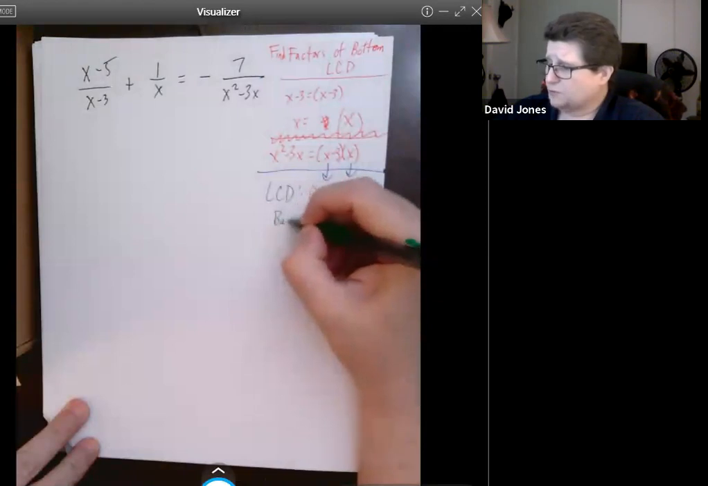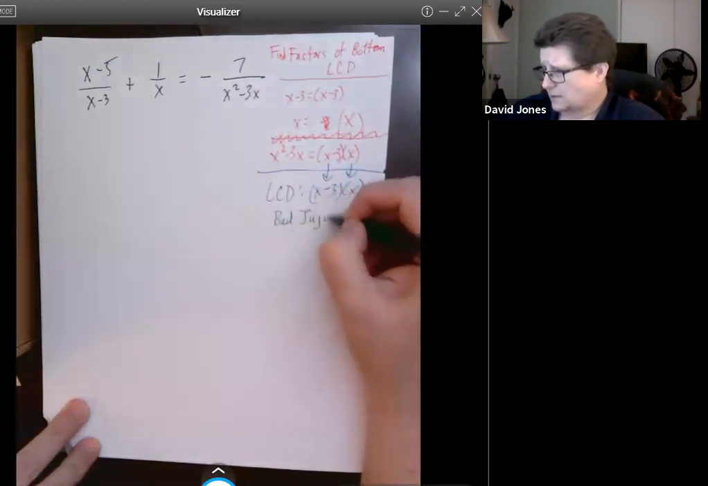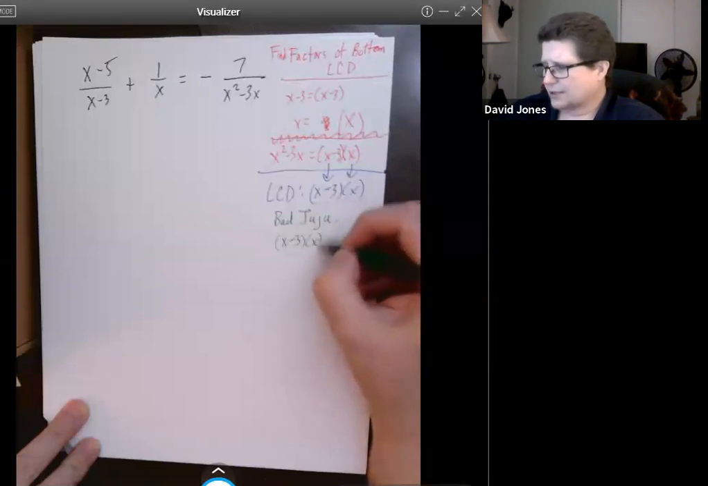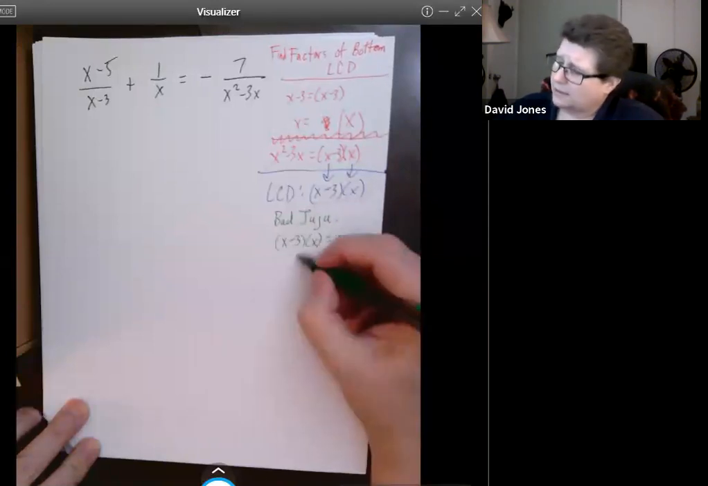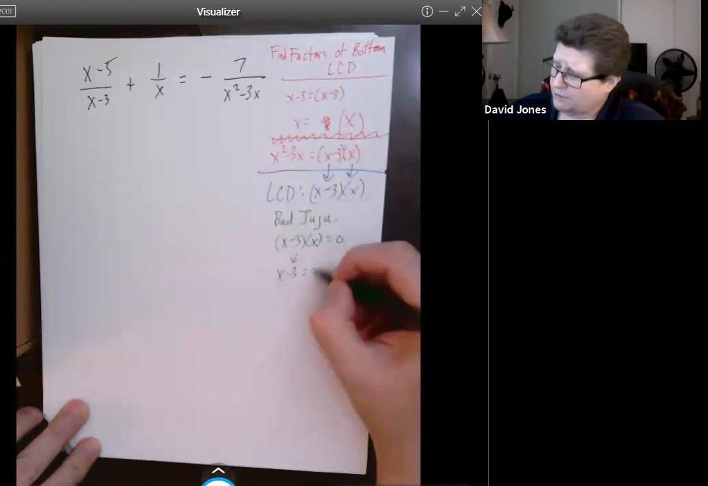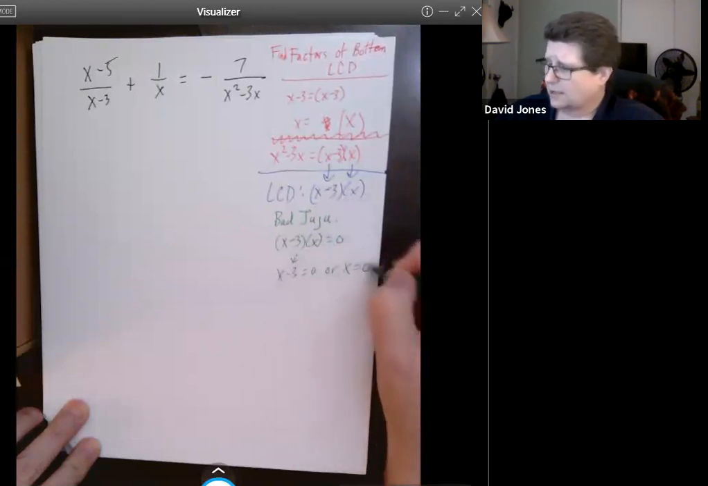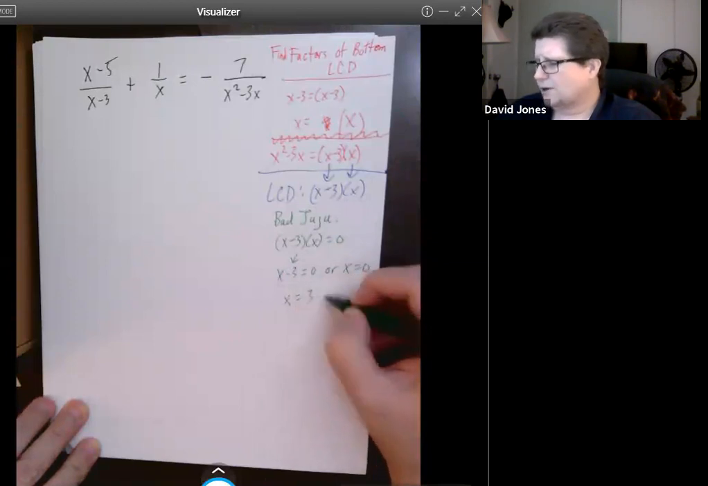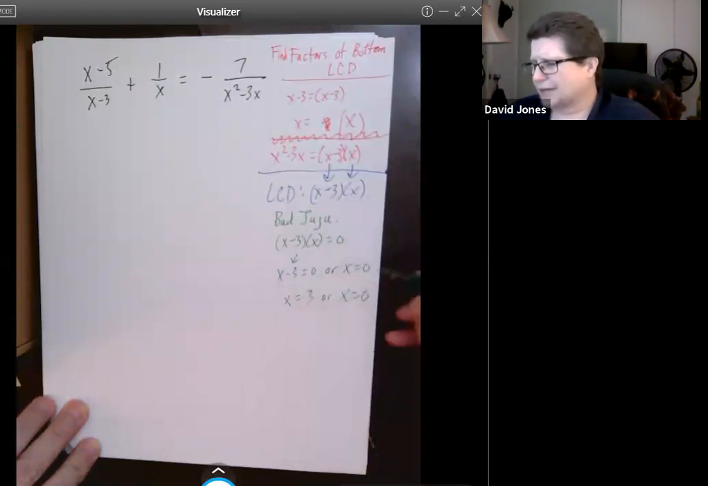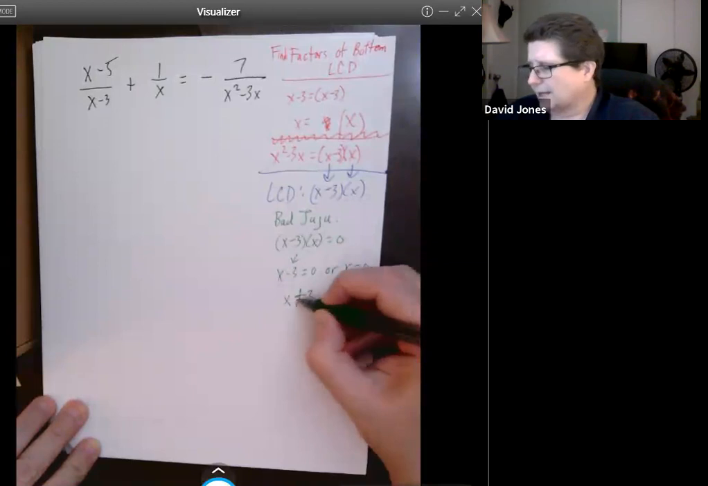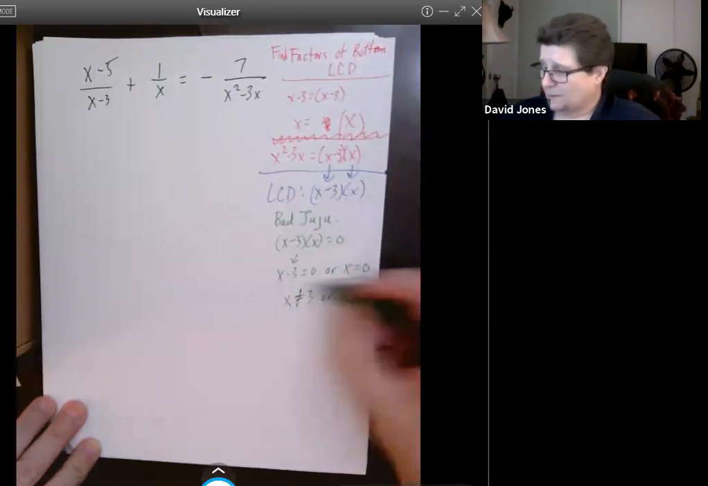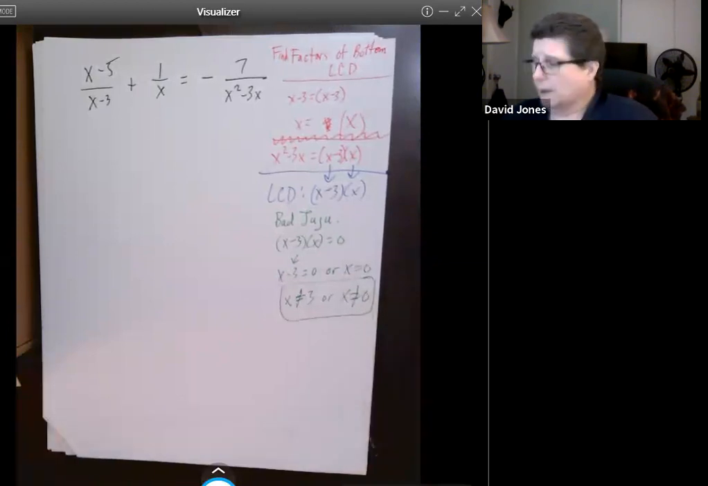So bad juju. x minus 3 times x equals 0. x minus 3 equals 0, or x equals 0. When we solve, x equals 3, or x equals 0, are bad juju, so we've got to eliminate them. x cannot equal 3, x cannot equal 0. Keep that in mind for later on.